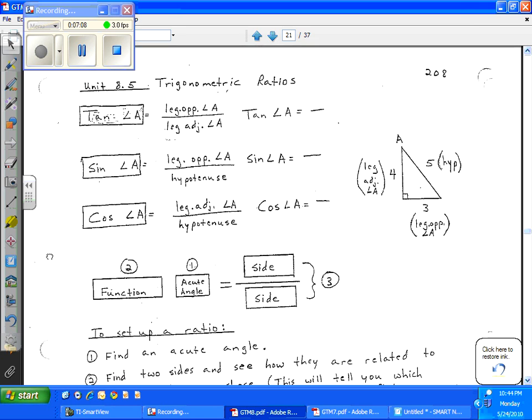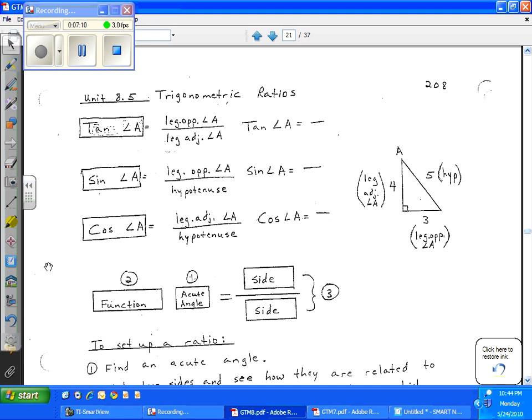Now, you need to memorize, as everything else in this book, these trigonometric ratios.